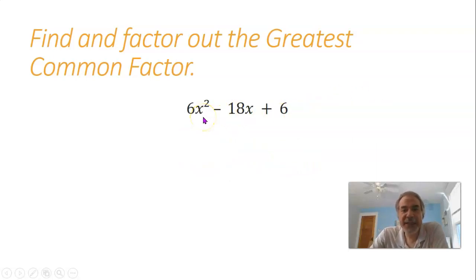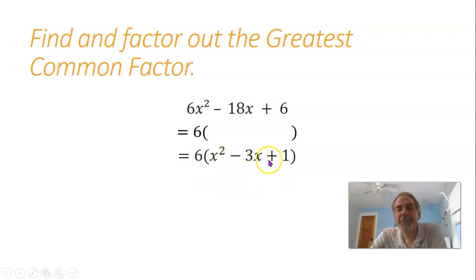Let's try this one. 6x squared minus 18x plus 6. What's the greatest common factor here? What's the biggest number that these are all divisible by? Well, that's actually 6. These are all 6 times something. What are the somethings? Well, this is 6 times x squared. This would be 6 times 3x with a minus in front of it. And this 6 here, if we want to think of it as 6 times something, that something would have to be 1. So we've got 6 times x squared minus 3x plus 1. And remember, you can always check by multiplying it back out and making sure you get back where you started.